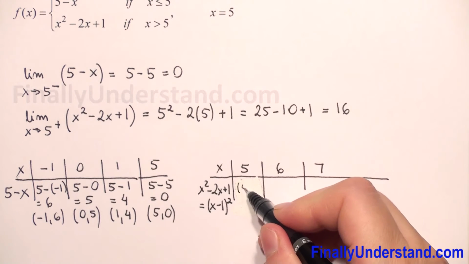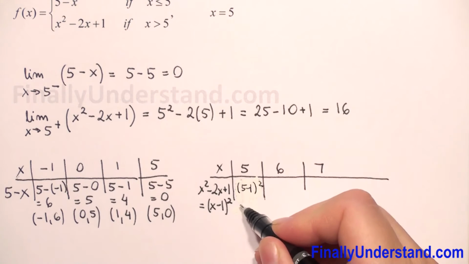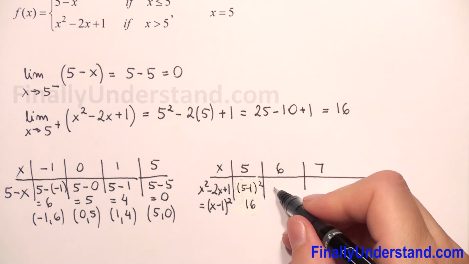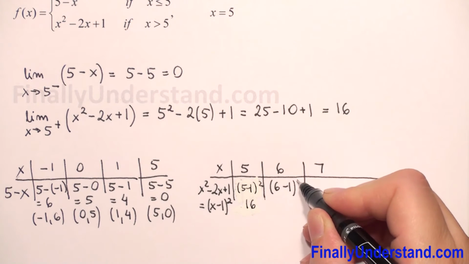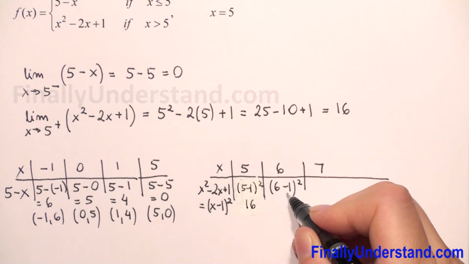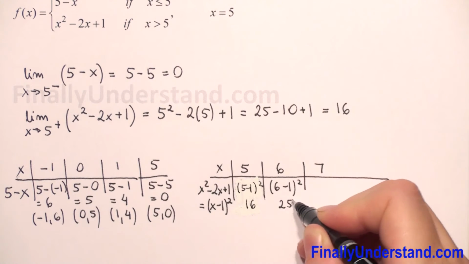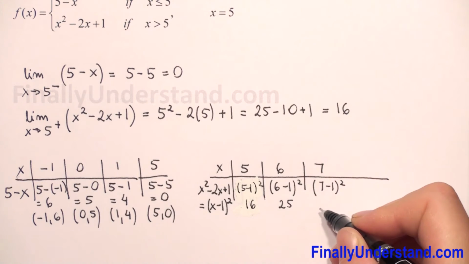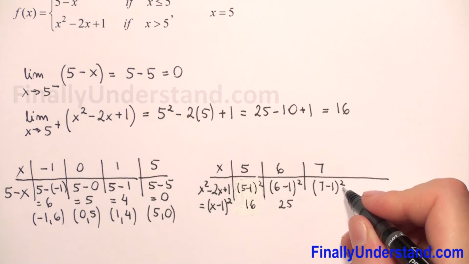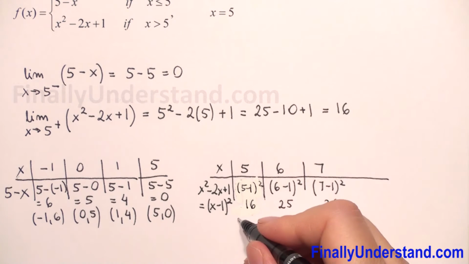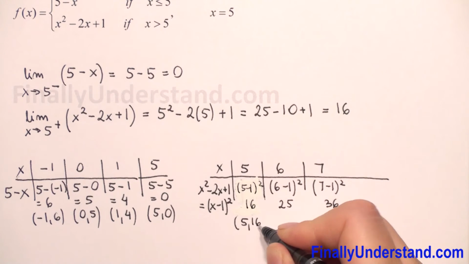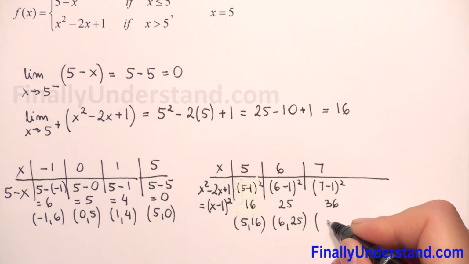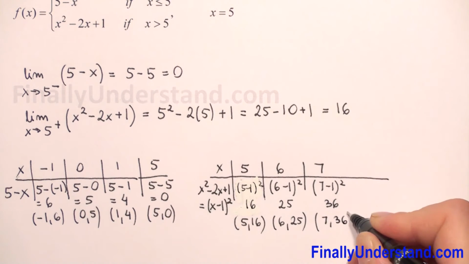We have (5 minus 1) squared, this is equal to 4 to the second power, which is 16. Now we have (6 minus 1) squared, so we have 5 squared, this is 25. And now we have (7 minus 1) squared. This is equal to 6 squared, so 36. So we have 3 points: (5, 16), (6, 25), and (7, 36).